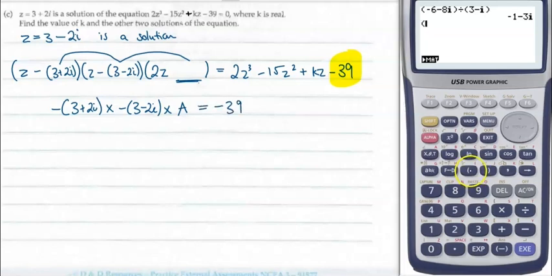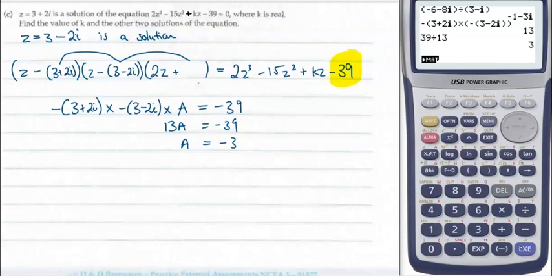So if we do negative 3 plus 2i times negative 3 minus 2i, that's 13. So 13a is minus 39. So a must be, and remember a is the thing that we're working out in there, if we do 39 divided by 13, so a must be minus 3.